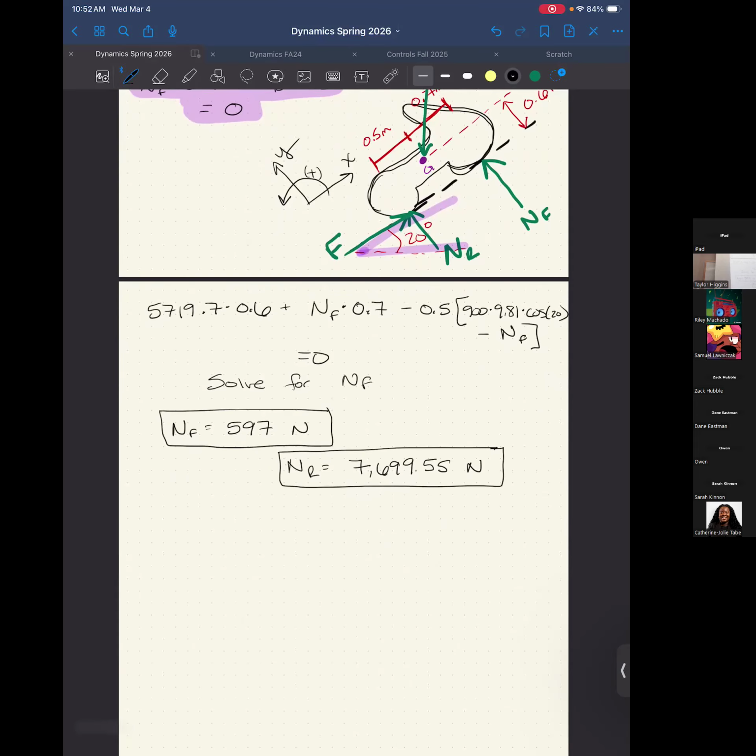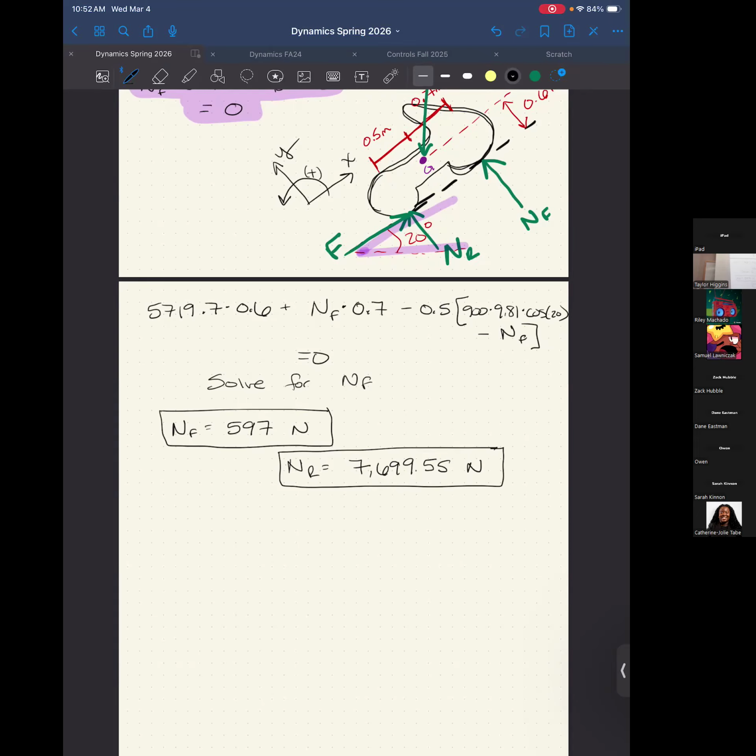Could you not have also solved this by taking the moment about the normal forces, where they are, and just including the center of gravity, G, in your sum of moments, because they all equal 0? I think that would have been okay, but only because the moments sum to 0.